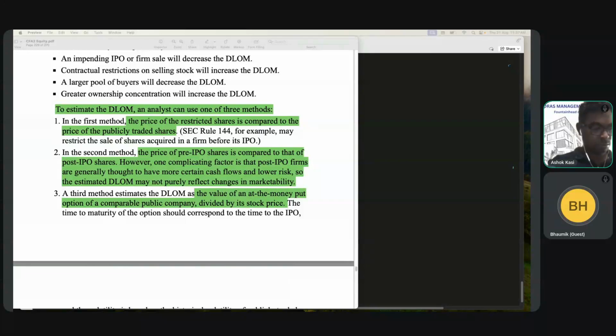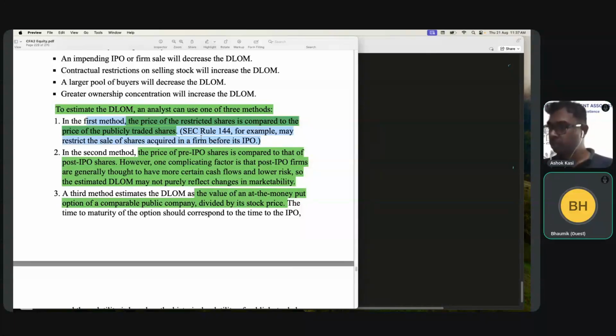Okay, so in the first method, for discount for lack of marketability, the price of the restricted share is compared to the price of publicly traded shares. So this is a straight one-liner. This is SEC rule, Securities and Exchange Commission rule 144, for example, which may restrict the sale of shares acquired in a firm before its IPO. So you have to compare it, just like NSDL and CDSL, or NSE and BSE shares. Then we will come to know the discount because of lack of marketability, because you cannot immediately sell it.